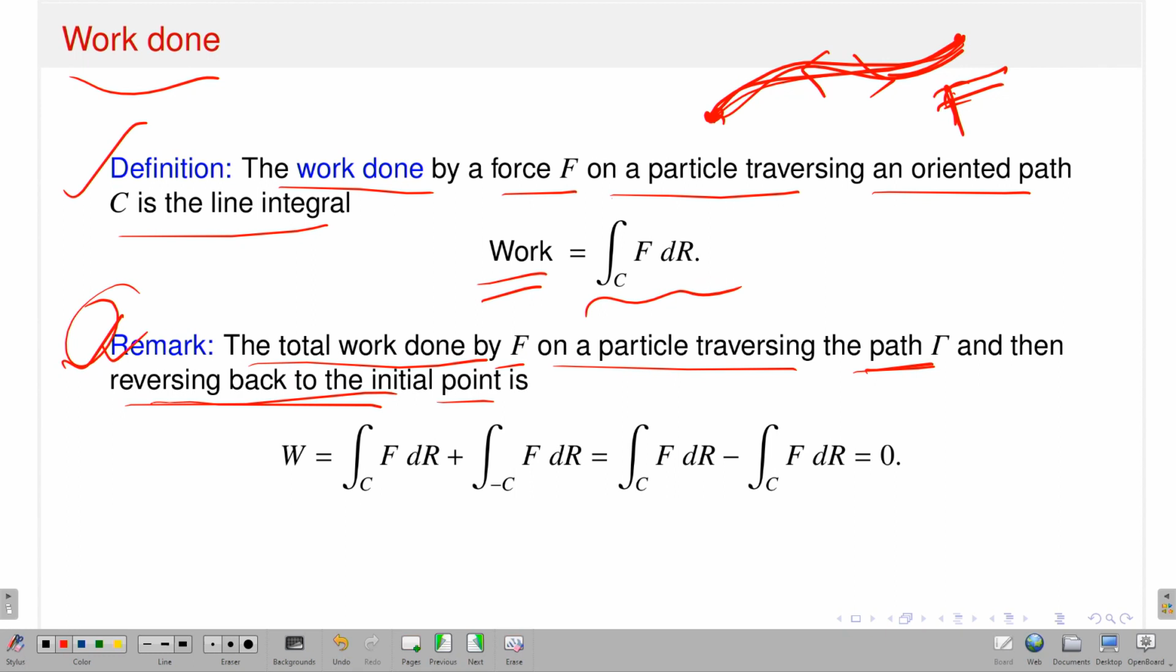If this is the case, then your work done should be 0. And how do I do that? It's very easy. Path gamma, I think this should be C, okay, this should be C. So what is my work done?